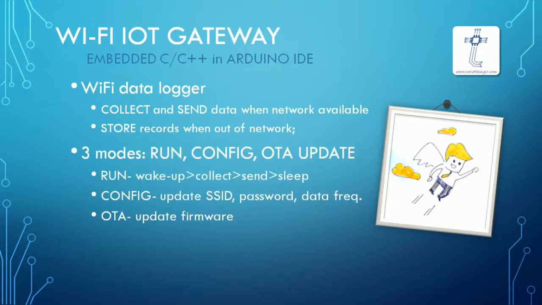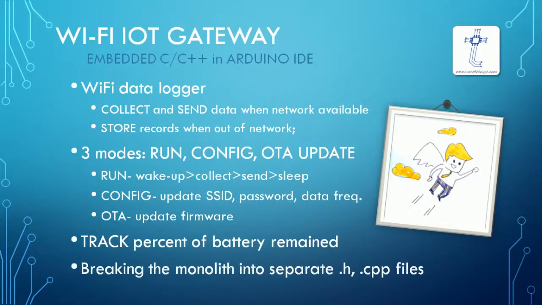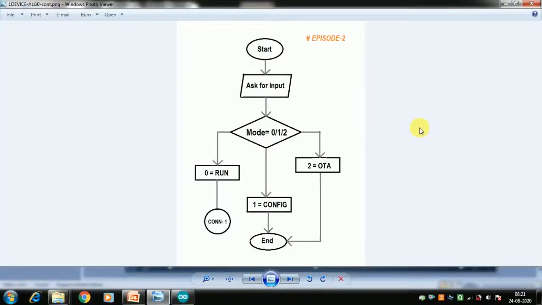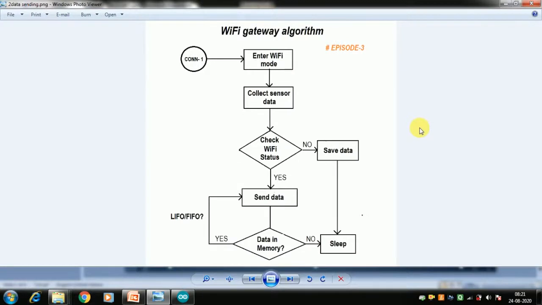We'll run three modes: run, config and auto update, and also track the percentage of battery remaining in the device, and we'll break the big programming into separate files. In the second episode, we put our device in three different modes, and in the third episode we learned how to save data when there is no network.